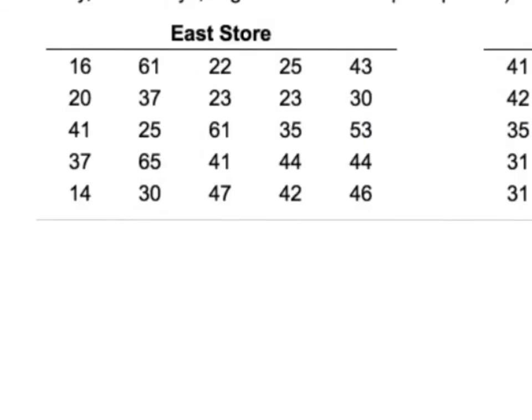So now part F asks us to calculate the standard deviation for each of the stores. We looked at the histograms, and it looks like the East store is going to have a bigger standard deviation. Again, that was because the histogram was wider, which makes us feel like those scores are probably more spread out.